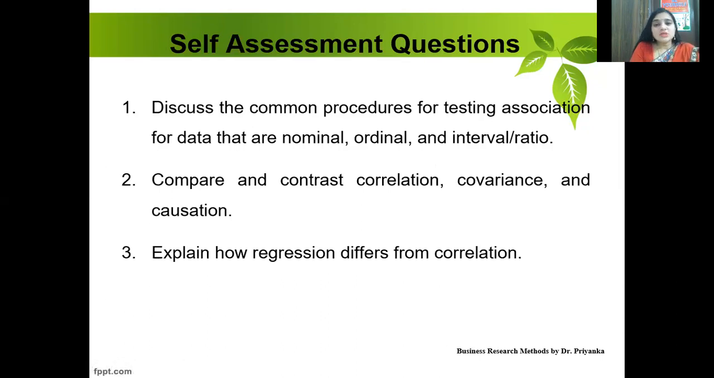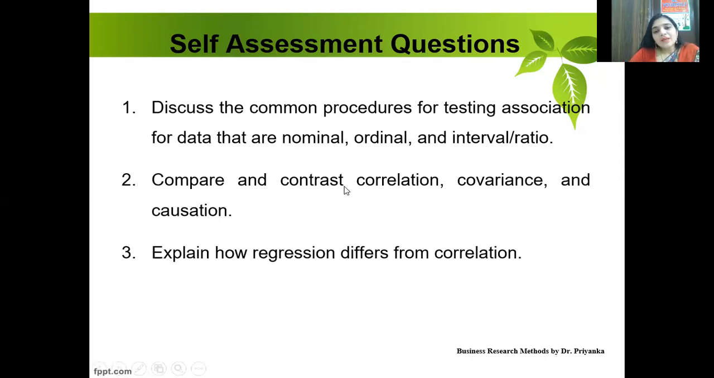Let us have a look at some self-assessment questions as well. Number 1: discuss the procedures for testing association for data that are nominal, ordinal, and interval or ratio scales. The initial 3 slides are on the basis of this only. For nominal data, the statistical choices are cross tabulation with chi-square, or a goodness of fit test. For ordinal data, the Spearman rank test. For interval and ratio data, either Pearson's correlation or simple regression.